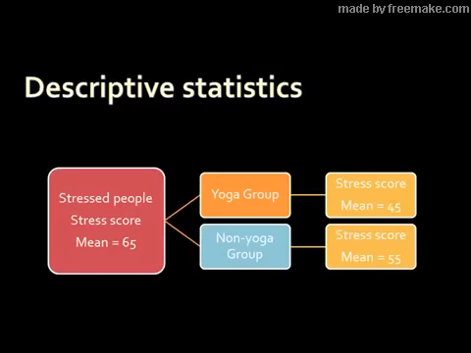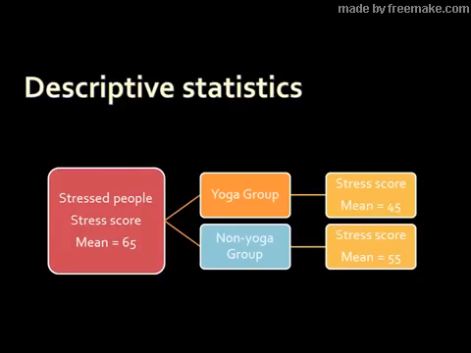And so let's go back to our yoga example and look at how you might use descriptive statistics here. Let's say that when we had our stressed people at the beginning, before we actually did the study, we measured everybody's stress score and we got a mean of 65. This is completely arbitrary. I've just made it up. But let's say it could vary between 0 and 100, and the mean is 65.